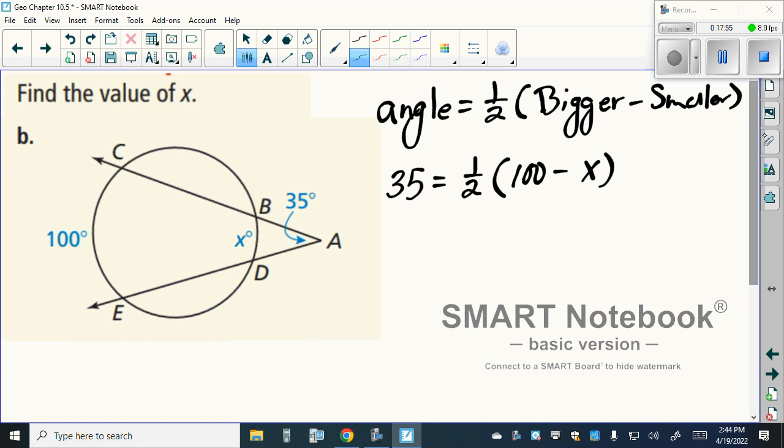What can we do first? We can't subtract the 100 from 35 yet because the 1/2 is locking it in. Yeah, we have to multiply both sides by 2. So we're going to have to multiply both sides by 2 because 2 times 1/2 would be 1, which will simplify the right-hand side to just be 100 minus x, guys. 2 times 35 is?